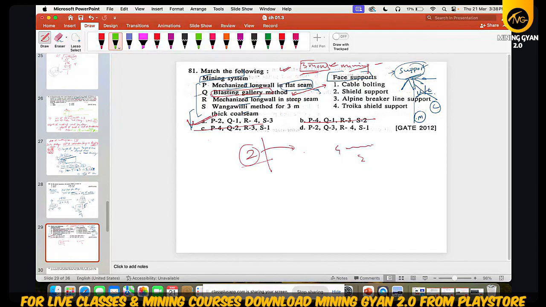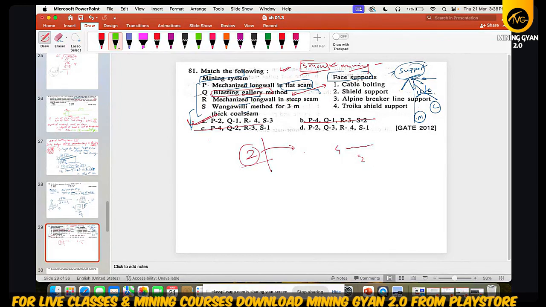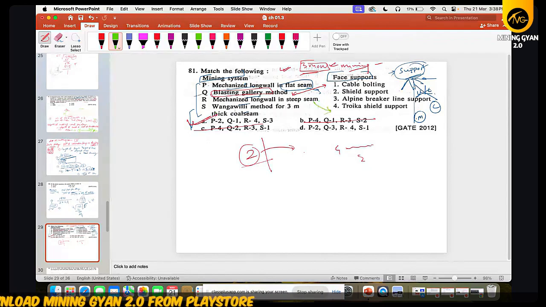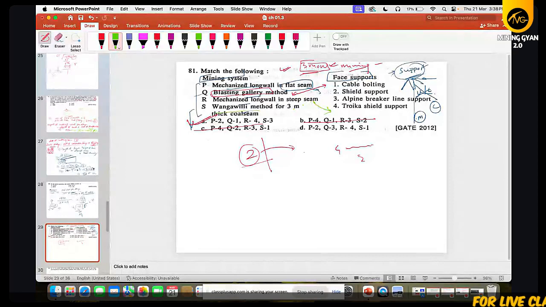So in the mechanized longwall in steep mining, it will be the Troika shield support. And the Wanga Valley method for a 3 meter thick coal seam will use the Alpine breaking line. So the answer will be A.